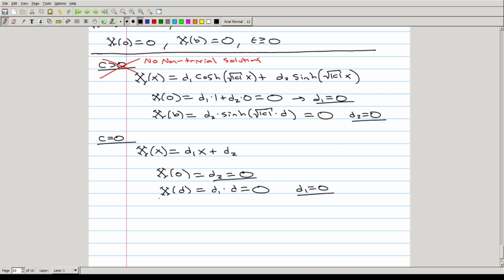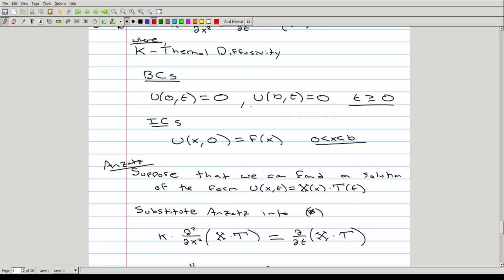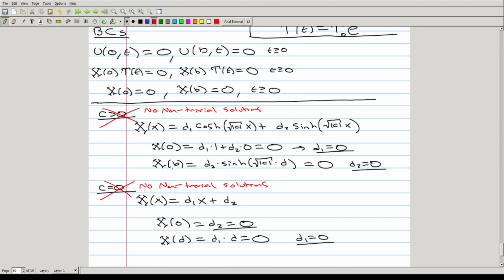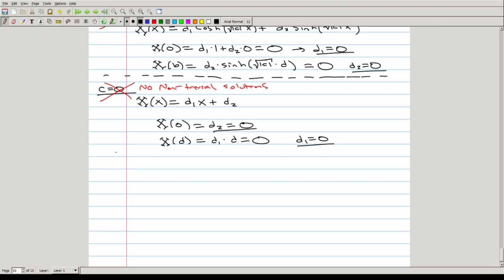Just like in the previous case. So again, there are no non-trivial or non-zero solutions to the boundary value problem here that are separable and that satisfy these boundary conditions with C equal to 0. And so the last hope here is that we can find a class of non-zero or non-trivial solutions for C less than 0. Specifically, we'll take C equal to negative omega squared and try and see if we can figure out what omega is.